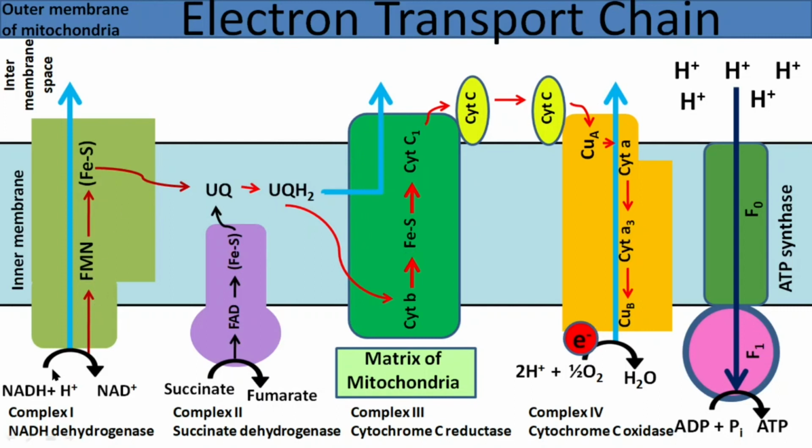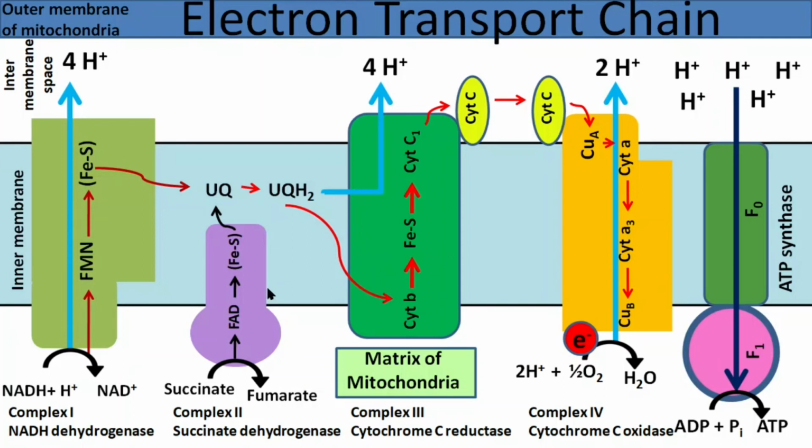When a pair of electrons is removed from NADH and enters into the electron transport chain, during its transfer, the energy that is released by the electrons is enough to activate 3 proton pumps. They are complex 1, complex 3 and complex 4. This energy is enough to pump 10 protons from the matrix of mitochondria into the intermembrane space, of which 4 protons are pumped by complex 1, 4 protons are pumped by complex 3 and 2 protons are pumped by complex 4. So totally 10 protons are pumped for every pair of electrons that enters into the electron transport chain from NADH.